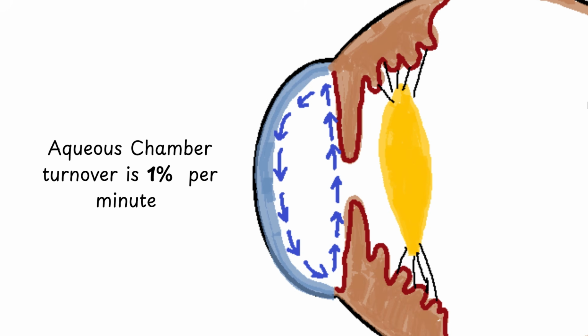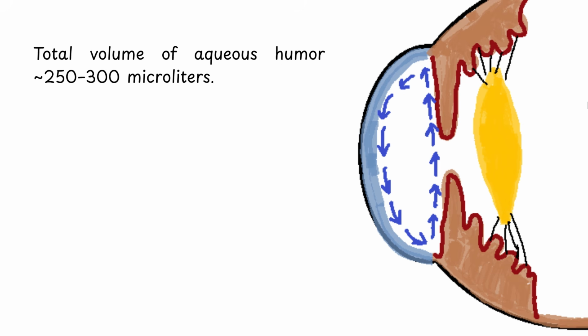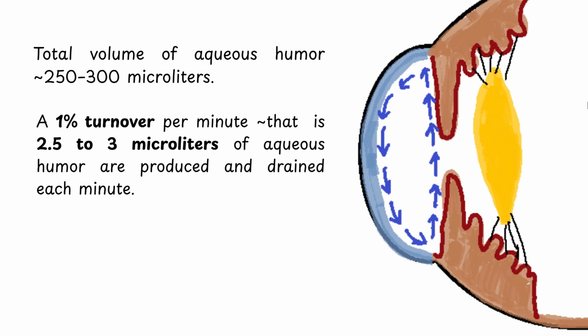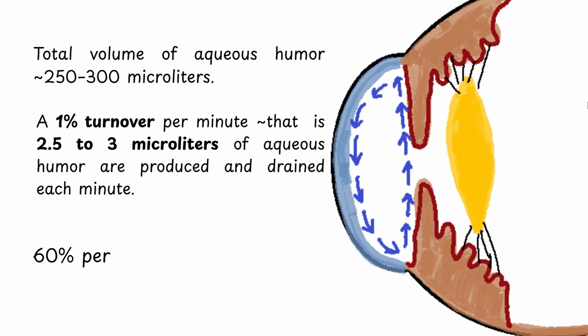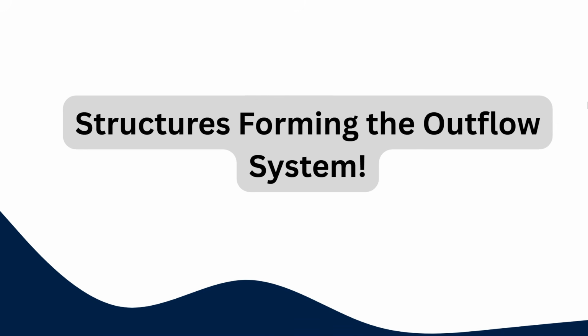The aqueous humor's turnover is about 1% per minute. It means that 1% of the total aqueous humor in the eye is replaced every minute. The total volume of the aqueous humor in a healthy adult eye is roughly 250 to 300 microliters, and a 1% turnover per minute means that 2.5 to 3 microliters of this aqueous humor is produced and drained each minute. In 24 hours, this will add up to a complete turnover multiple times, that is about more than 15 times per day.